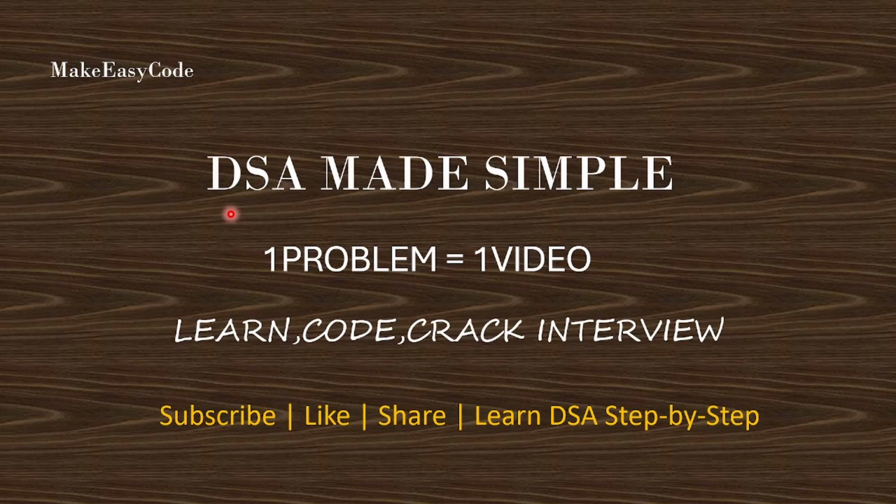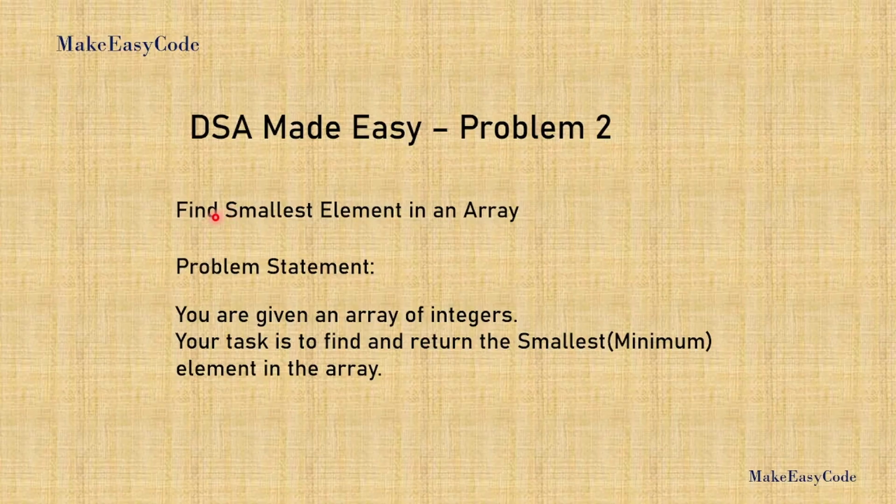This is episode 2 of DSA Made Simple, and today we are solving one more classic problem. The problem is to find the smallest element in the array, and the statement is as given below. You are given an array of integers. Your task is to find and return the smallest or minimum element in the array. It is a simple but important concept you will use in bigger problems. So let's break it down step by step.